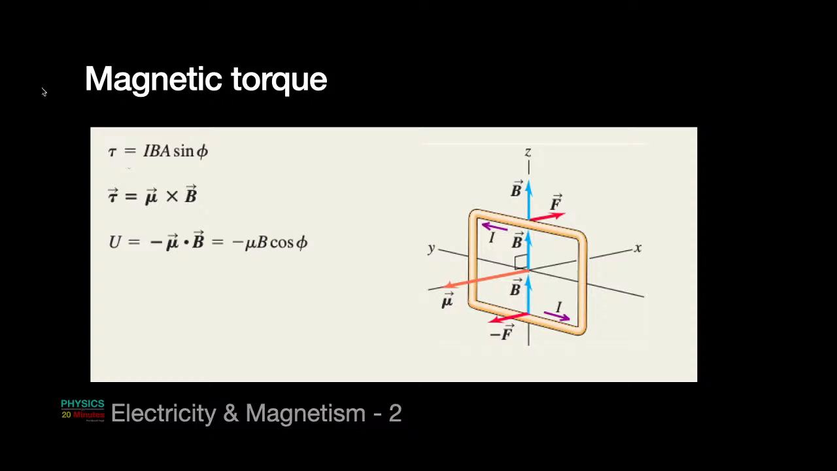The torque is given by mu cross B, where mu is the dipole moment of this current carrying loop, which is I times A, and the potential energy that it will get or store as the torque acts is minus mu dot B, or minus mu B cos phi. So that's a very important application of force acting on a current carrying conductor.